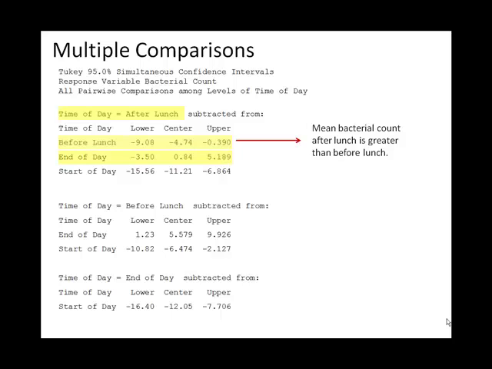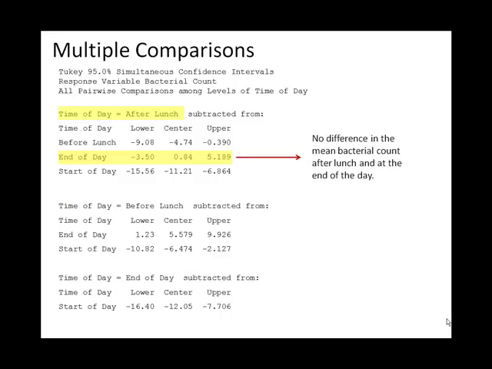If we look at our second interval that's given, this interval compares the mean count at the end of the day to the count after lunch. For this interval, we have a negative lower limit, but a positive upper limit. So since the signs of those two endpoints are different, we're unable to say that there's a difference.